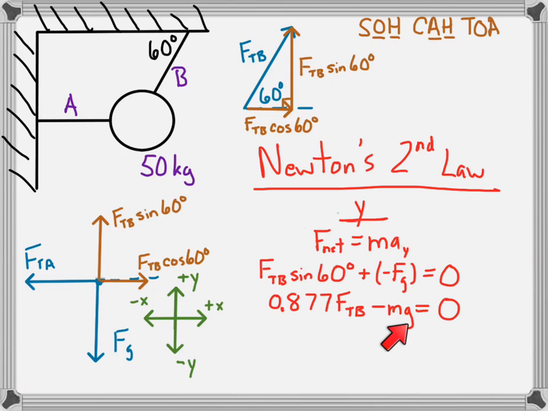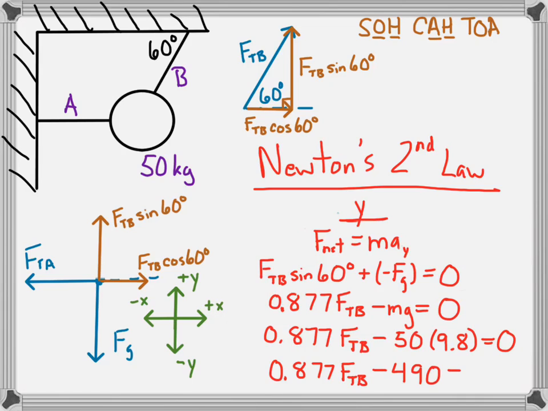Again, I don't want to use negative 9.8, because negative 9.8 tells me 9.8 downward, but I've already told this equation that this force is pointing downward, so it already has the negative sign, which means I do not want to try to put it in again here. So this is just going to be 9.8. So I have 0.877 times the tension force minus 50 times 9.8 equals 0. Well, I can evaluate what this is, and it turns out to be 490, excuse me, not 49.